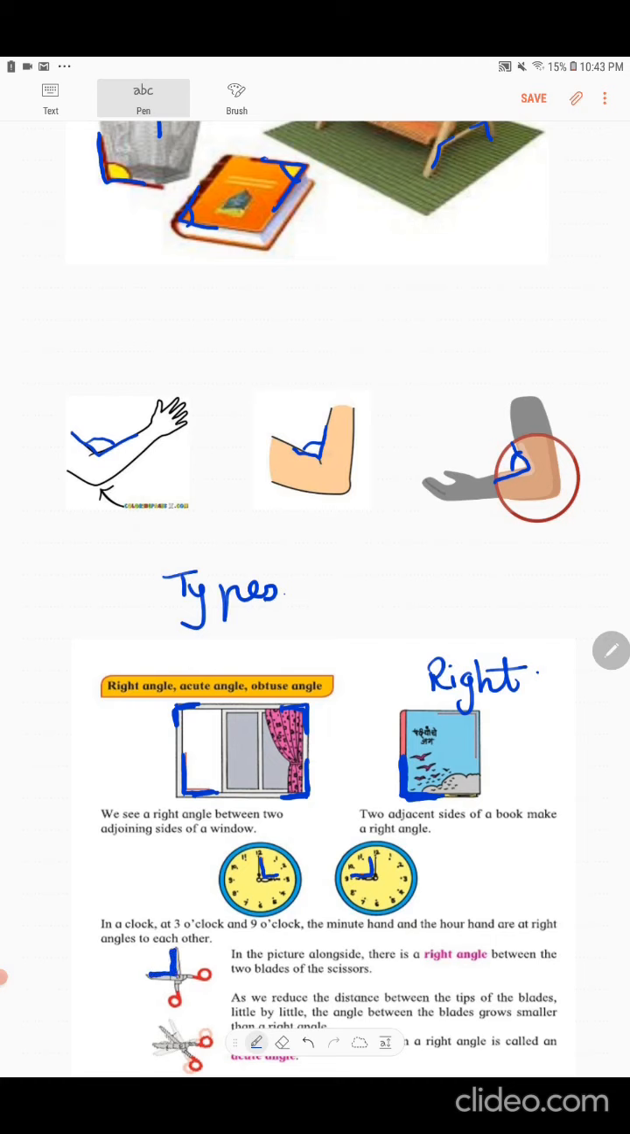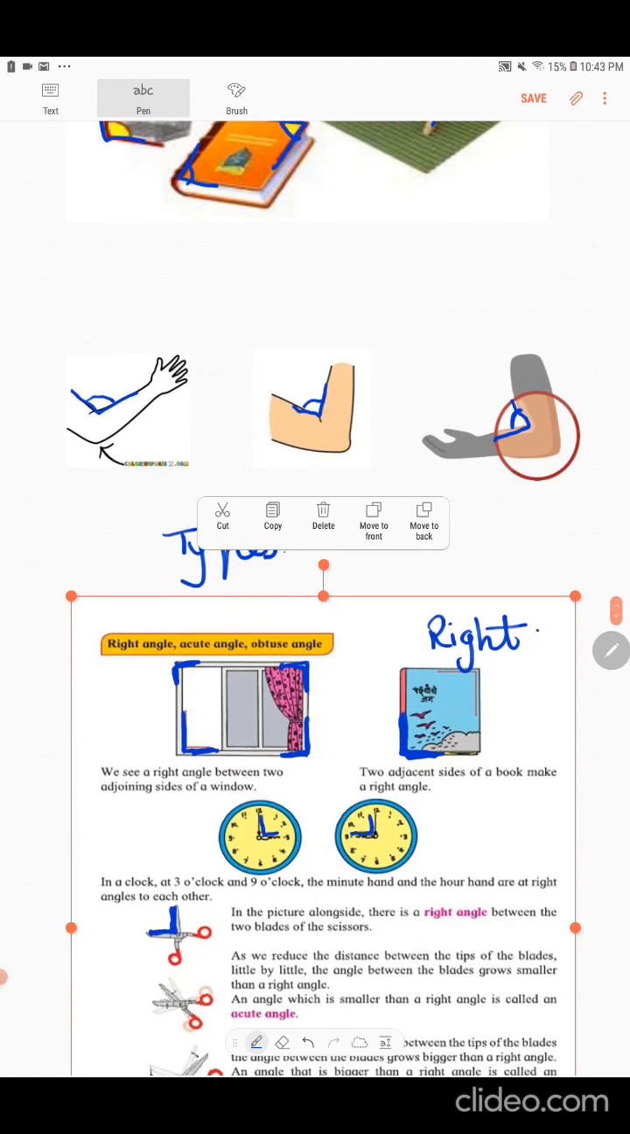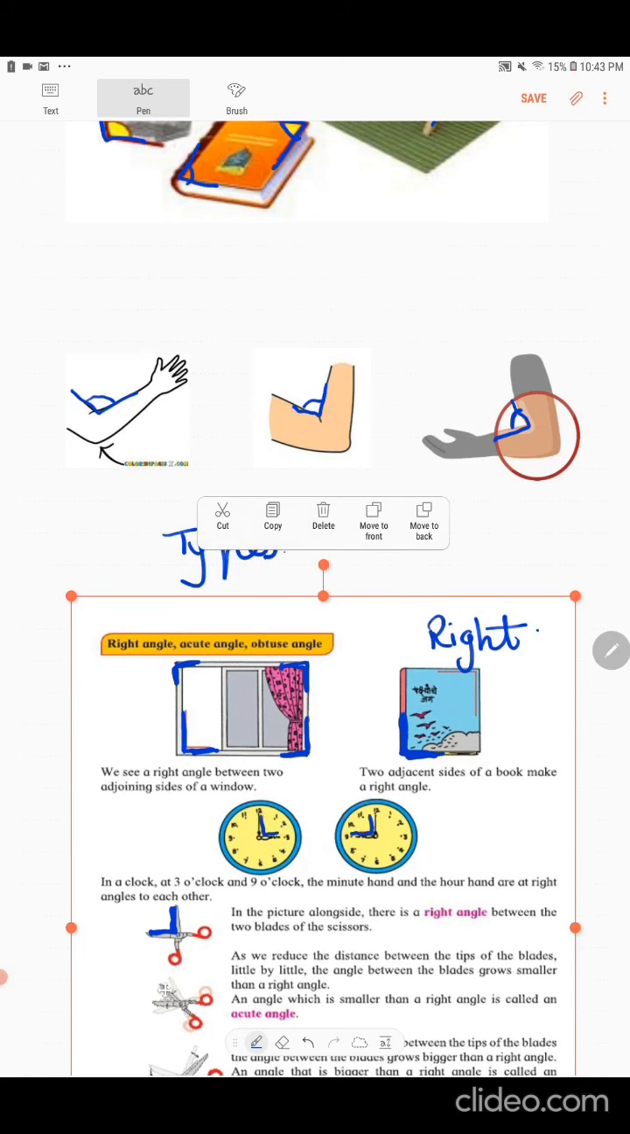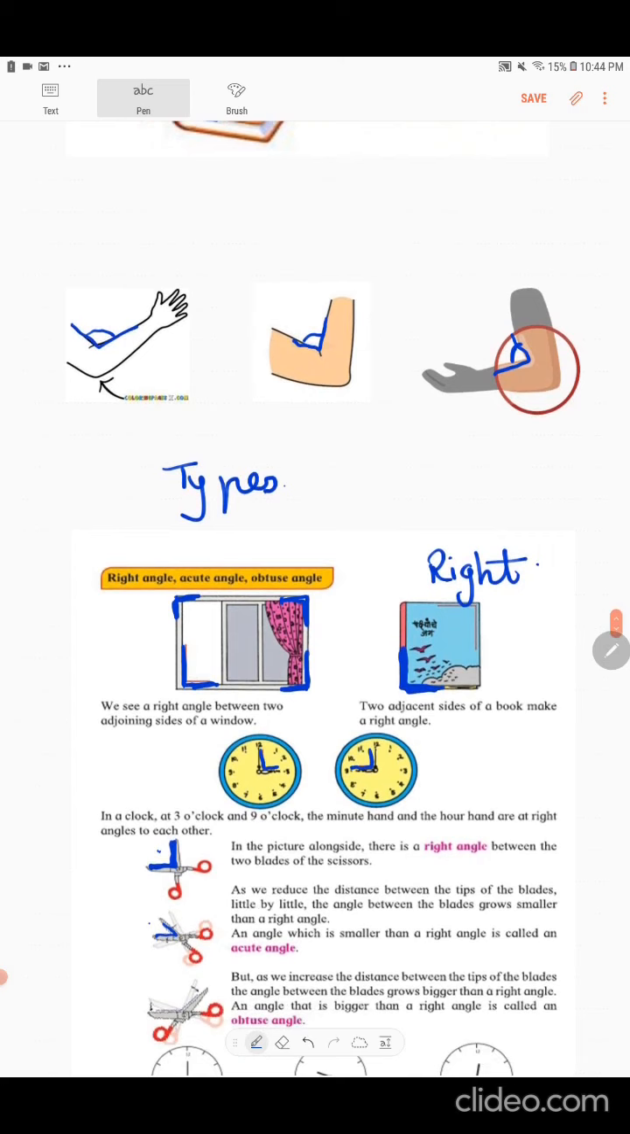Now when we reduce the size, when you make it smaller, when this distance becomes smaller, it is an acute angle. When this distance becomes smaller than the right angle, an angle which is smaller than a right angle is an acute angle. Now see this scissor, if we make it bigger, if we increase the size, we open up the scissor, it is an angle that is bigger than the right angle.